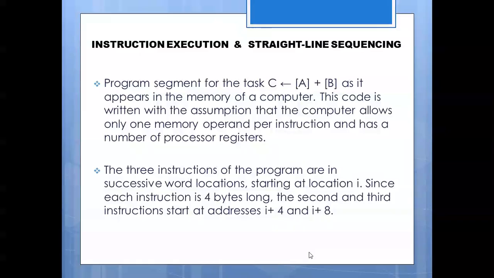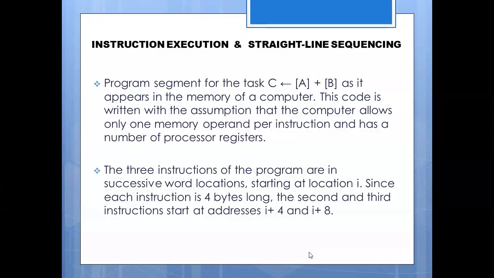So, for example, if you want to perform a task, say C is assigned the result after performing A plus B. This is how it appears to the computer: C is assigned the result of the A plus B operation. This code is written with the assumption that the computer allows only one memory operand per instruction, either A or B. So only one operand will be allowed at a time.